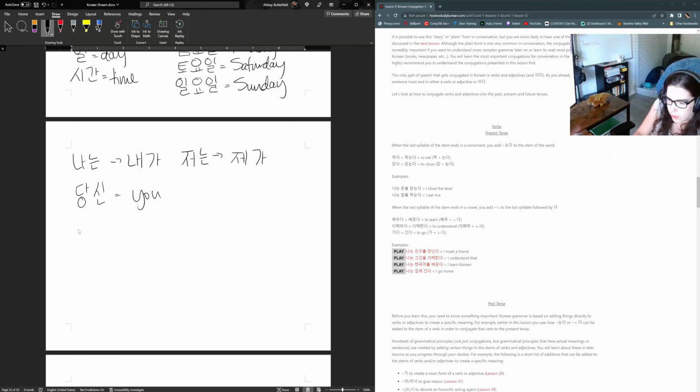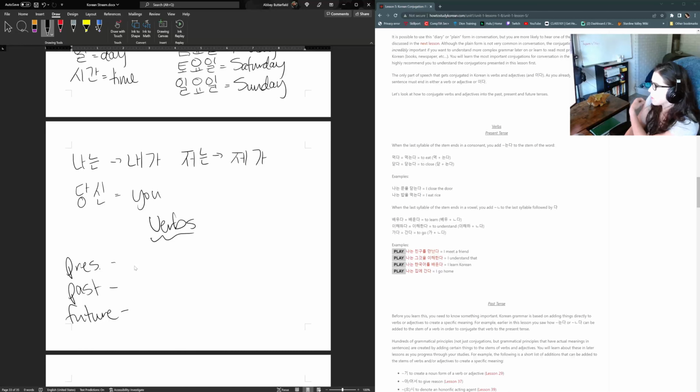Let me do verbs. So, let's do present, past, and future. All right, so 먹다 would turn into 먹는다. And when the last syllable of the stem ends in a vowel, you add ㄴ to the last syllable followed by da. 먹다 turns into 먹는다.